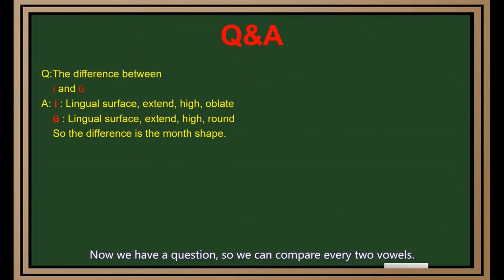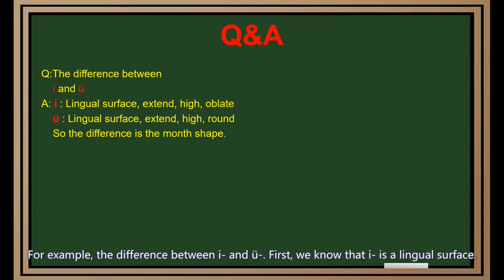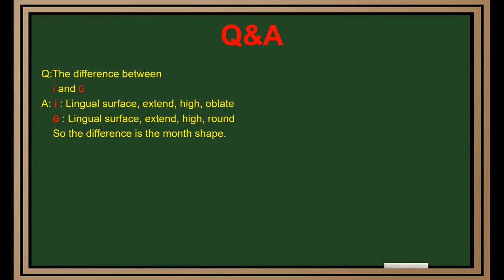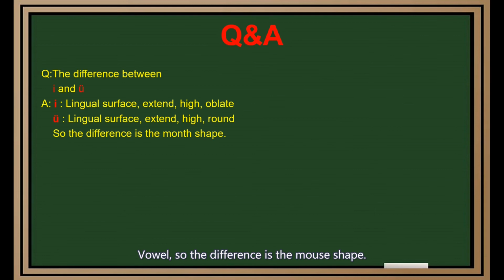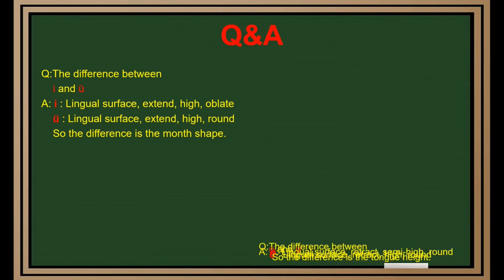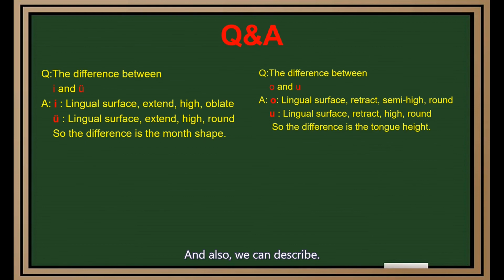Now we have a question. We can compare every 2 vowels and check the same points and differences. For example, the difference between E and U. First, we know that E is a lingual surface extent high oblate vowel, but U is a lingual surface extent high round vowel. So the difference is the mouth shape. And also we can describe the differences and the same points of every 2 vowels.